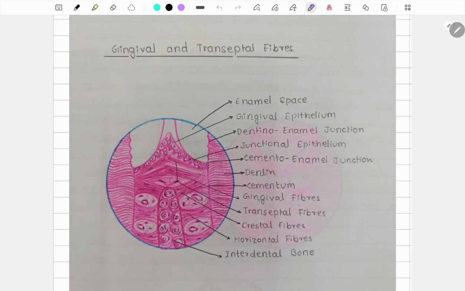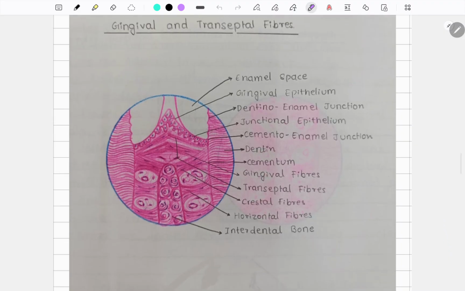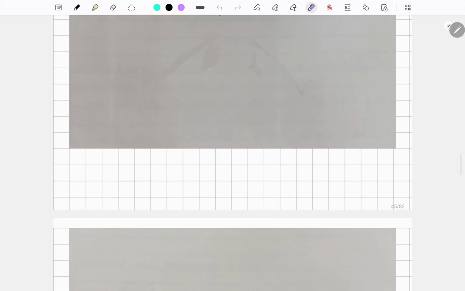Then there are gingival fibers from here to here, and transeptal fibers from here to here, that is fibers that extend from the cementum of one tooth to the cementum of the adjacent tooth. This is the second tooth, extending from the first tooth to the second tooth over the alveolar bone, and it helps to maintain the teeth in alignment. Then as you can see, over here there are horizontal fibers of PDL, and over here there are crestal fibers, also known as apical fibers of periodontal ligament.